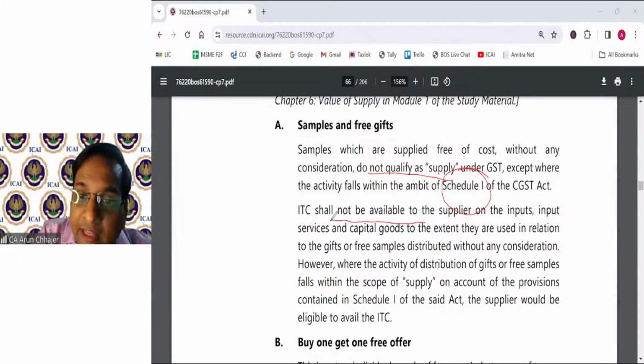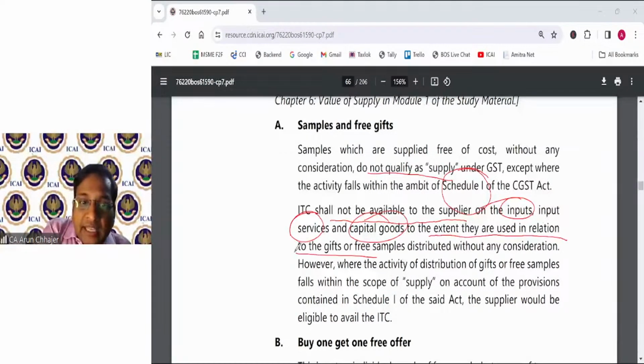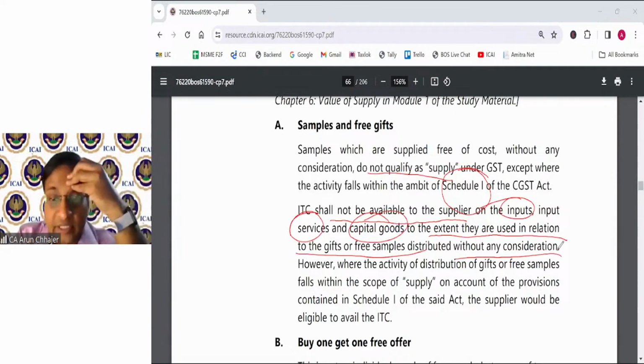The ITC shall not be available to the supplier on the input service and capital goods. ITC shall not be available to the supplier of every component to the extent they are used in the gift or free sample, distributed without any consideration.